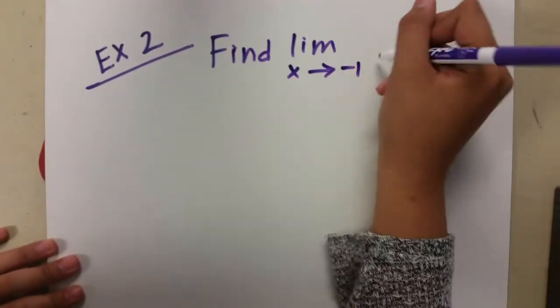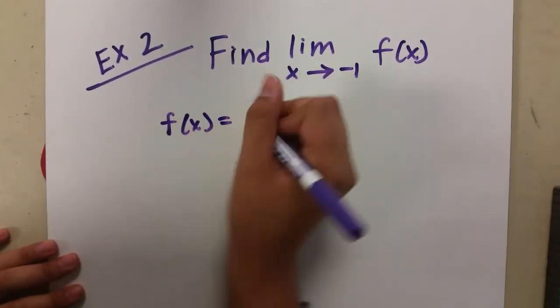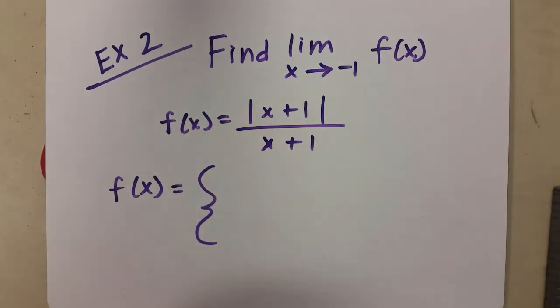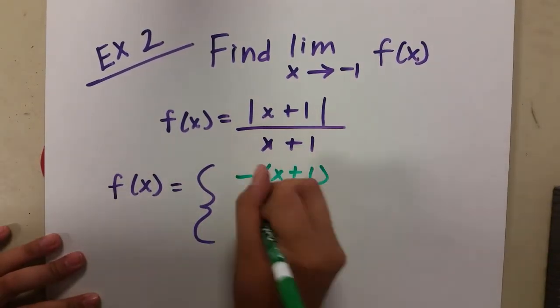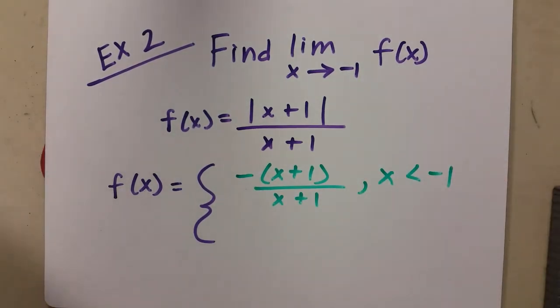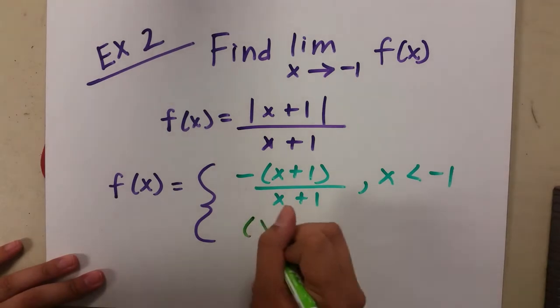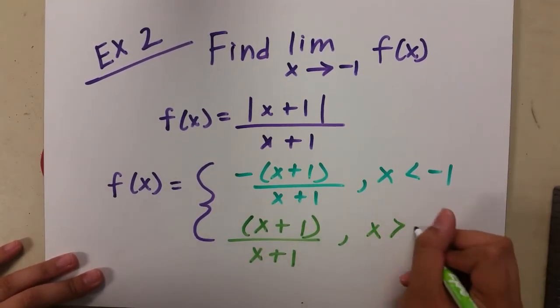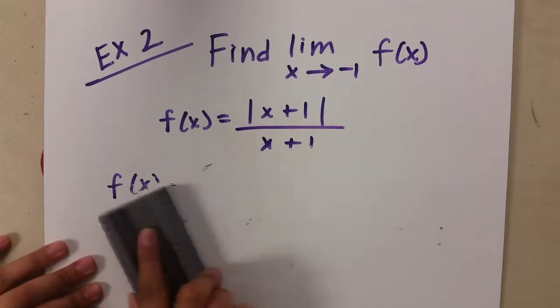Find the limit of f of x as x approaches negative 1, where f of x equals the absolute value of x plus 1 over x plus 1. First, separate the equation into two piecewise equations in order to find the behavior of the function. The first equation is negative x plus 1 over x plus 1, where x is less than negative 1, and the second equation is x plus 1 over x plus 1, where x is greater than negative 1.